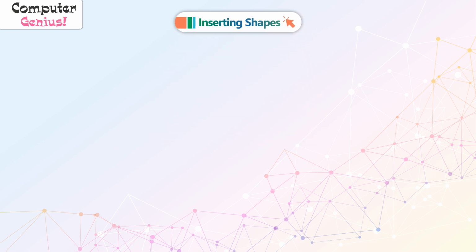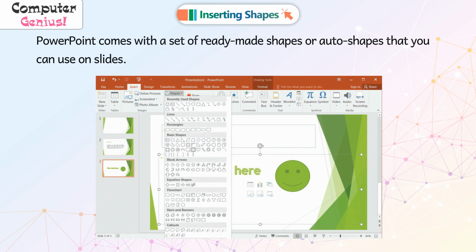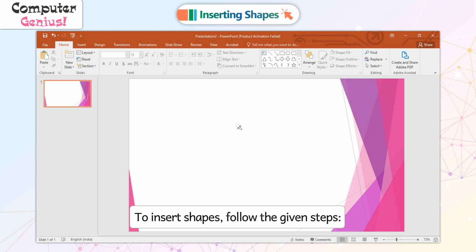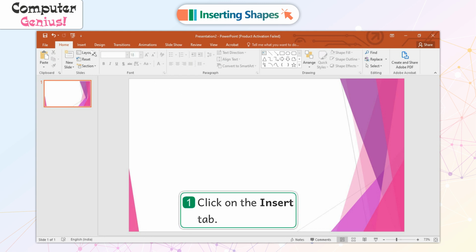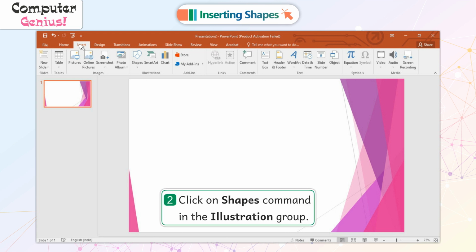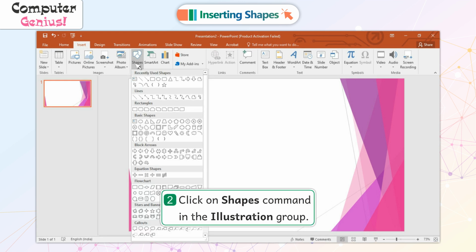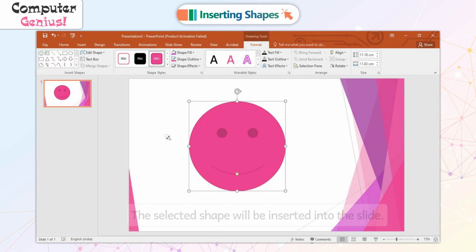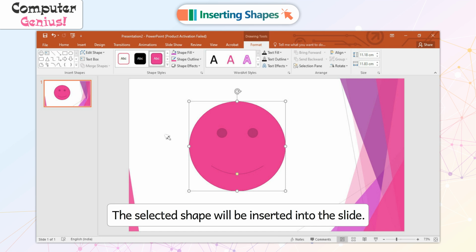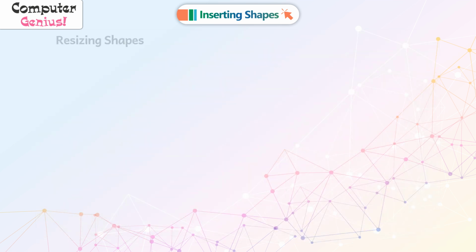Inserting shapes. PowerPoint comes with a set of ready-made shapes or auto shapes that you can use on slides. To insert shapes, follow the given steps. 1. Click on the Insert tab. 2. Click on Shapes command in the Illustrations group. 3. Choose a desired shape from the drop-down menu. The selected shape will be inserted into the slide.